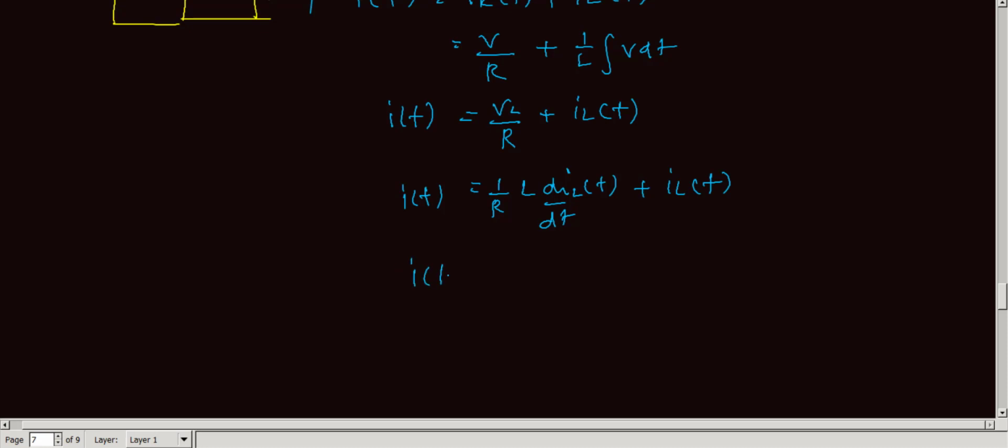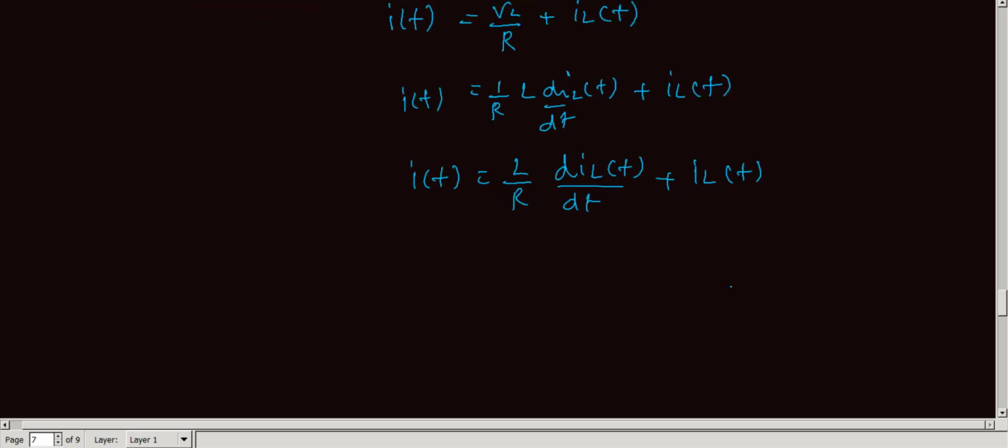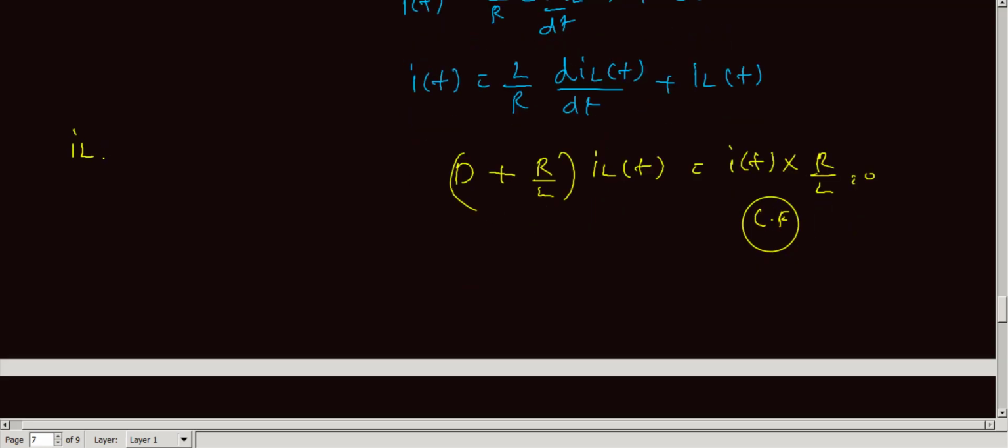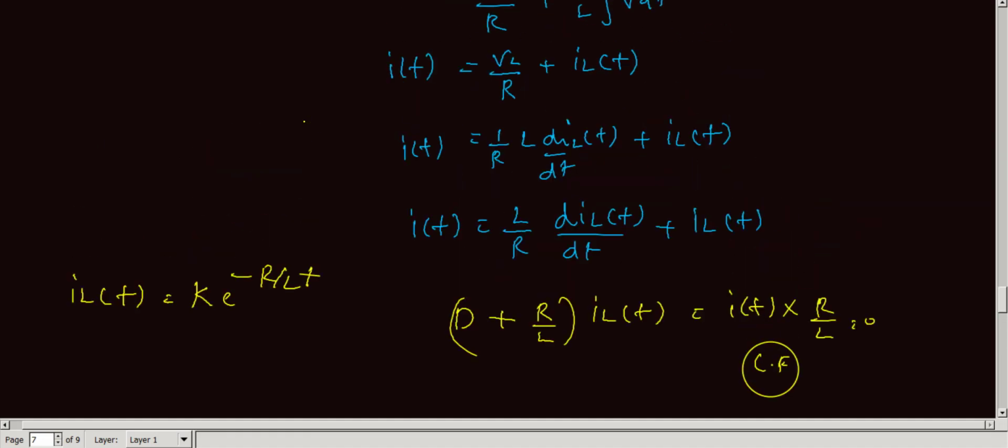So I of t equal to L by R dIL of t by dt plus IL of t. Simply I write this as D plus R by L into IL of t equal to I of t into R by L. Okay, so find the complementary function by making the right side equal to 0. What happens? IL of t equal to k into e power minus R by L t. So I want the steady state now.